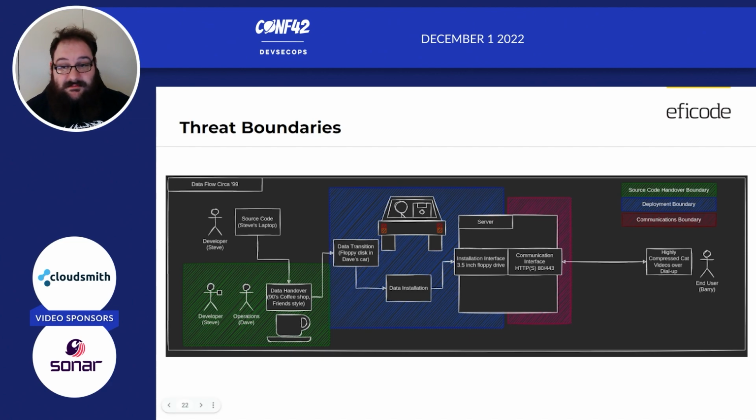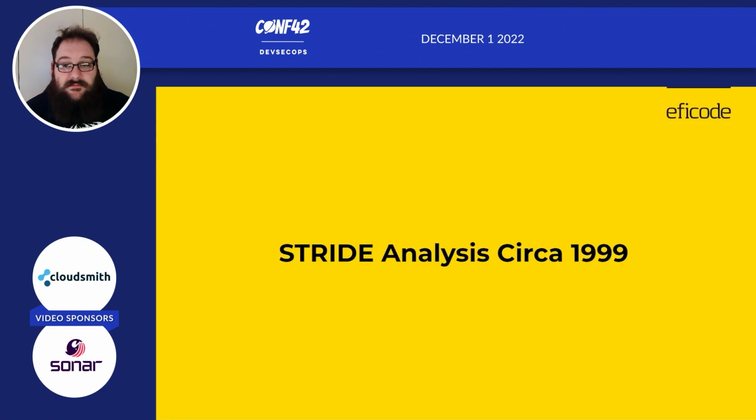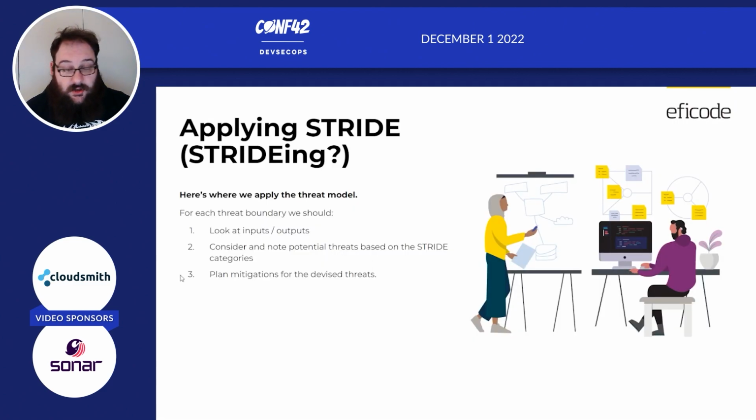And then the next or final step in this process is to apply the STRIDE analysis. So as we've gone through: spoofing, tampering, repudiation, information disclosure, denial of service, escalation of privilege. These six things are the STRIDE threat model. And all we do here is apply STRIDE. So for each threat boundary, we should look at the inputs and outputs. We should consider and note potential threats based on the STRIDE, and then plan mitigations for the devised threats.